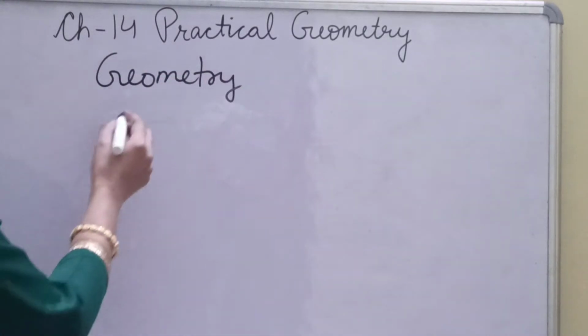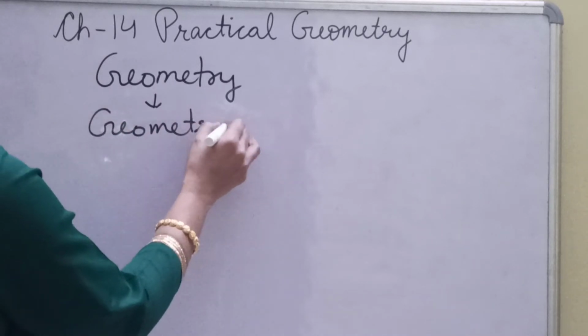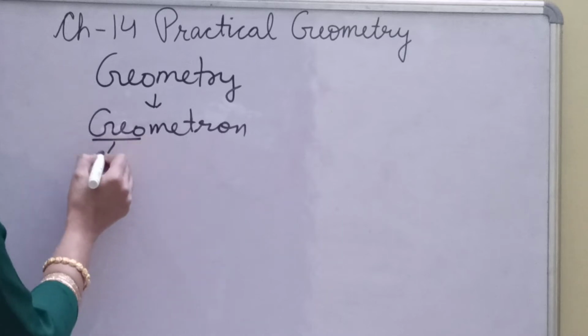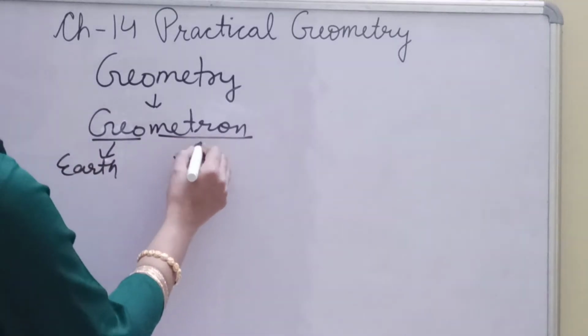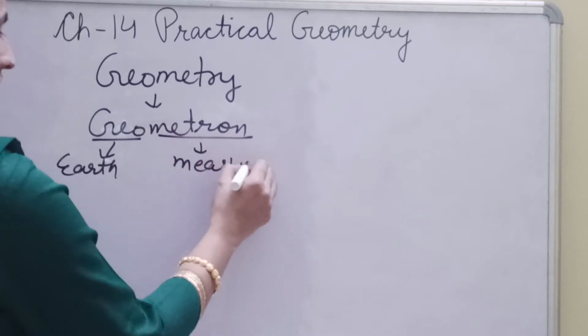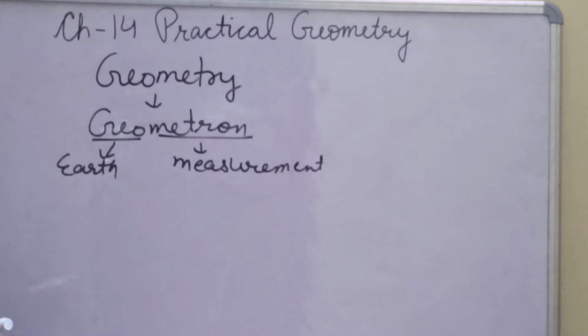Geometry is derived from the word geometron, where geo means earth and metron means measurement. So it doesn't mean that we have to measure the earth. Measurement of earth means the different things present on earth.